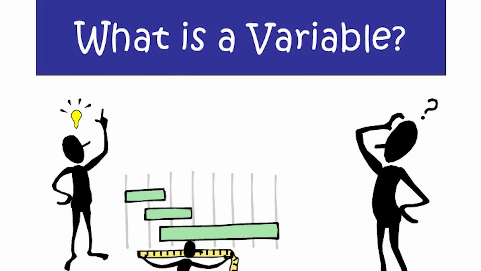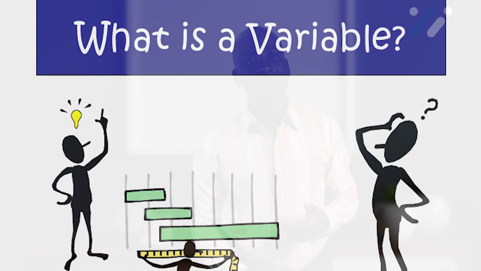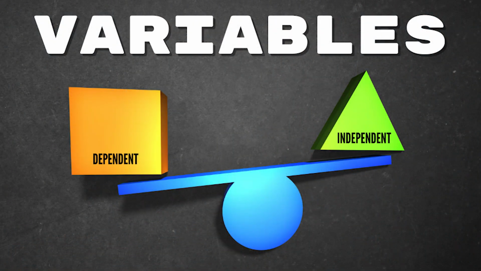Another key concept is variables. Variables are characteristics or attributes that are measured or observed with the data. Now, in statistical modeling, variables can be classified as independent. Another word for independent is predictor variables. And we also have dependent or response variable.